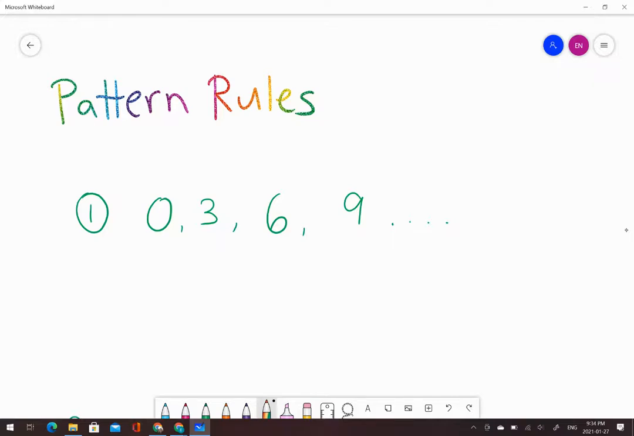Hi, we are going to take a look at pattern rules. Now, we know about growing and shrinking patterns. If they're numerical, that is, if they're made with numbers, I'm always going to have a rule that it's going to follow. A pattern has to be repeating the same rule over and over, otherwise it's just a string of numbers.